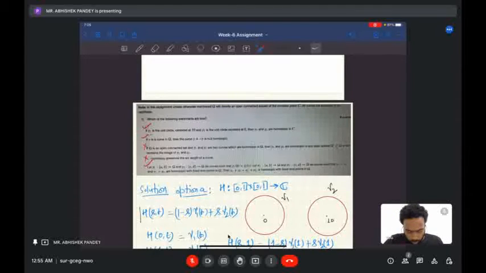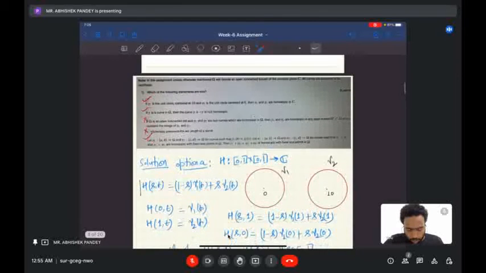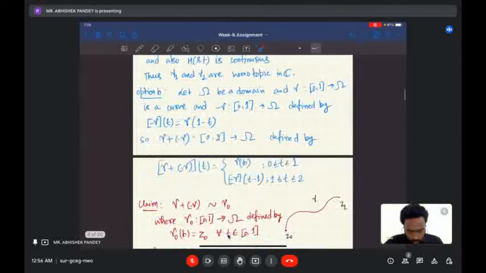Now let us look at the third option. If omega is an open connected set and gamma 1 and gamma 2 are two curves which are homotopic in omega, then gamma 1 and gamma 2 are homotopic in any open subset contained in omega which also contains the image of gamma 1 and gamma 2. So this is not true. We will see this one.